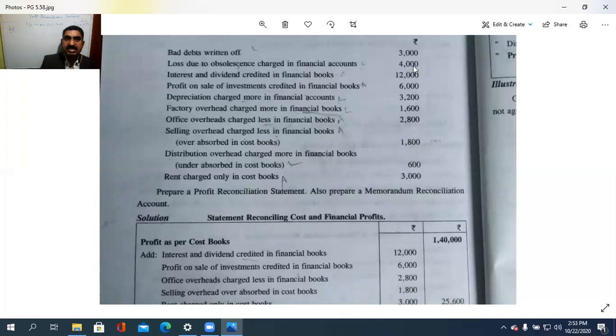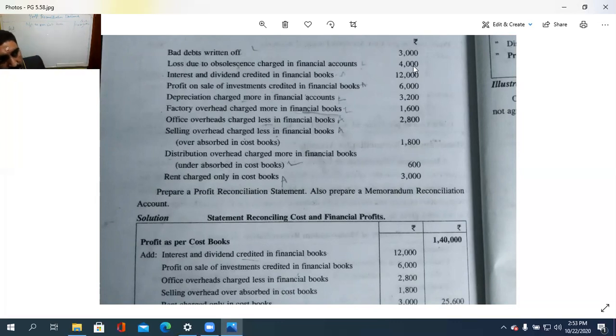Expenses, isn't it? Which expenses? Purely financial expenses. So it is to be deducted. Then loss due to obsolescence charged in financial accounts. So it is a less item. Interest and dividend credited in financial books.